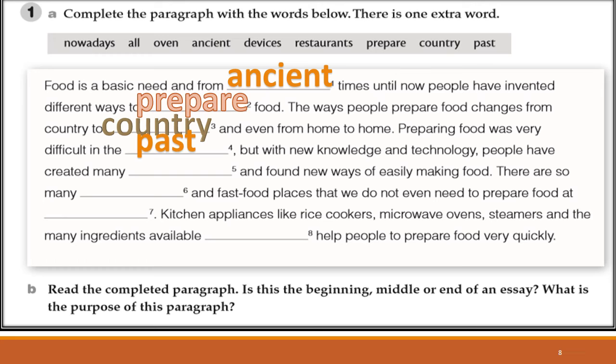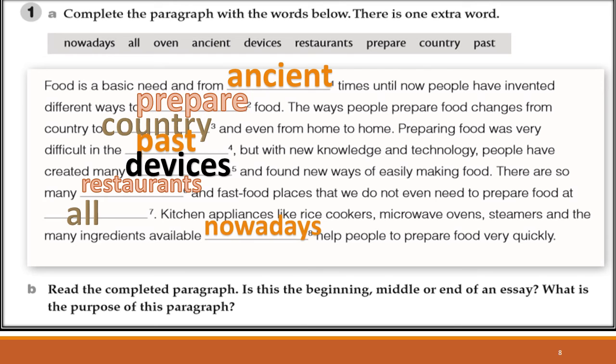But with new knowledge and technology, people have created many devices, machines, and found new ways of easily making food. There are so many fast food places, restaurants, that we don't even need to prepare food at all. Kitchen appliances, machines like rice cookers, microwave ovens, steamers, and the many ingredients available nowadays. Why? To help people to prepare food very quickly.